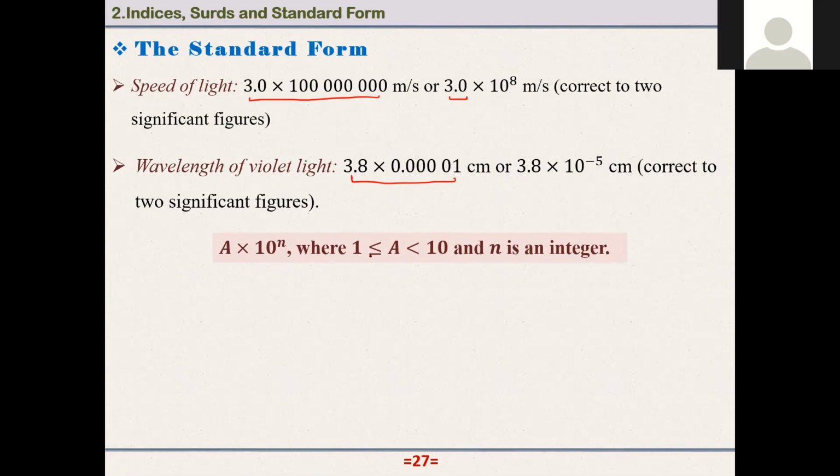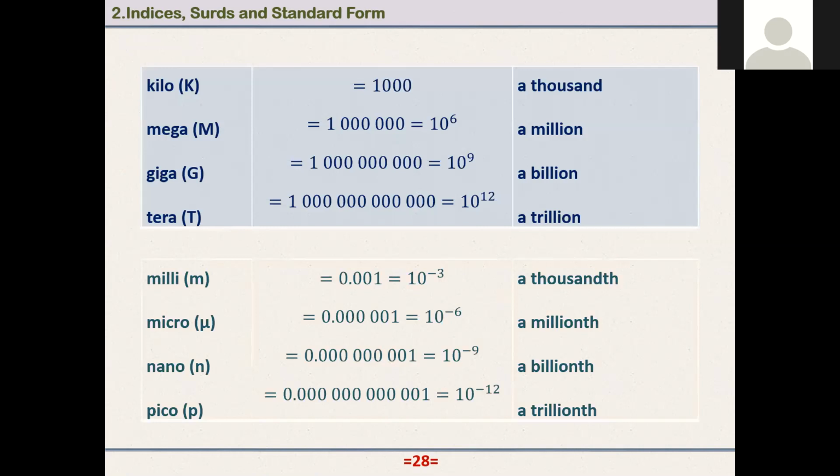That is greater than or equal to 1 and less than 10, and n is an integer. And we know what we mean by integer. That is -5, -6, maybe 0, 1, 2, 3. Okay? So in daily life, actually, every day we are using these things these days, right?